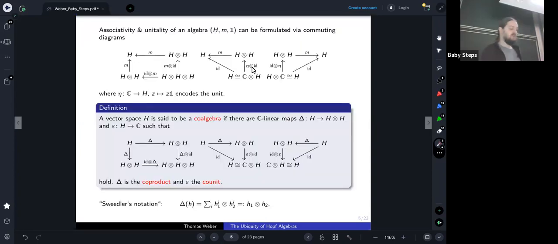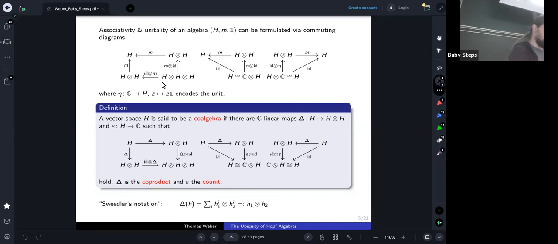Good. So let's come to the definition. Let's first talk about algebras. I guess most, if not all, people know what an algebra is. So let's just rephrase associativity and unitality of your algebra. And this can be done in a nice way via those diagrams here.